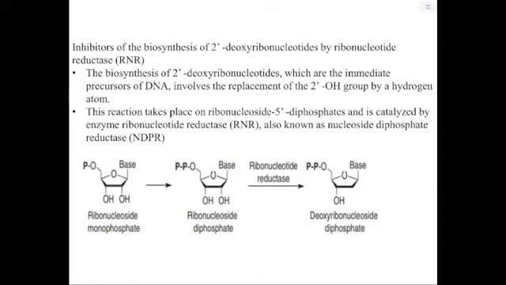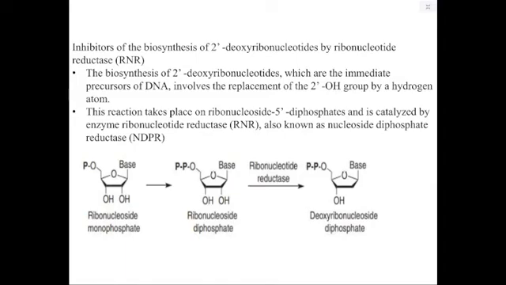We have 2 phosphates there. We have 1 phosphate, and then now the ribonucleotide diphosphate is the one which is reduced, and you can see the difference is here, there, and here. So here it is a deoxy because it loses its hydroxyl group.